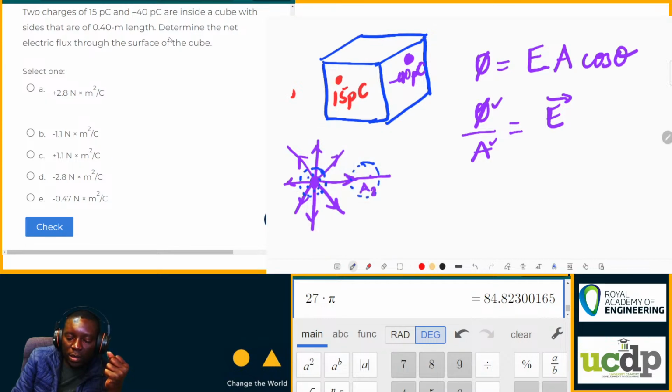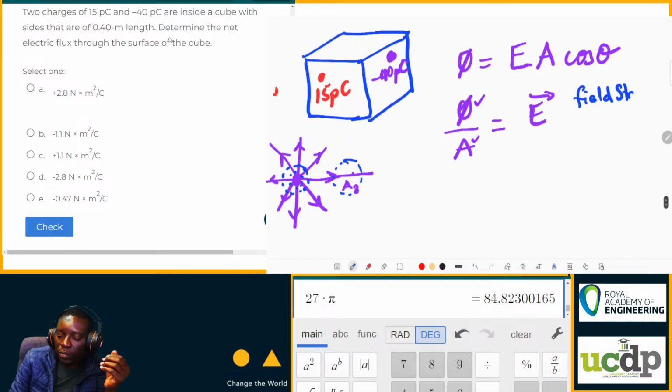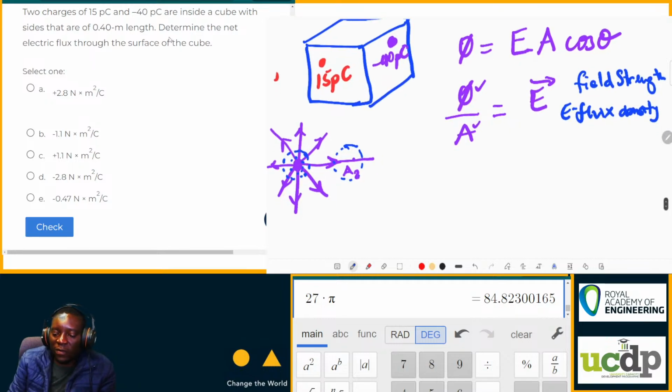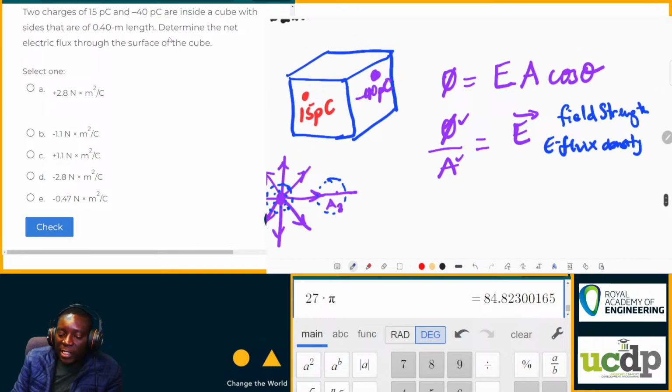And if we take an even bigger area, the same 8 field lines on a bigger area constitute a smaller flux density. So the electric field strength is ultimately also the electric flux density, the flux per unit area, the number of field lines per unit area. So that's basically what we are talking of.